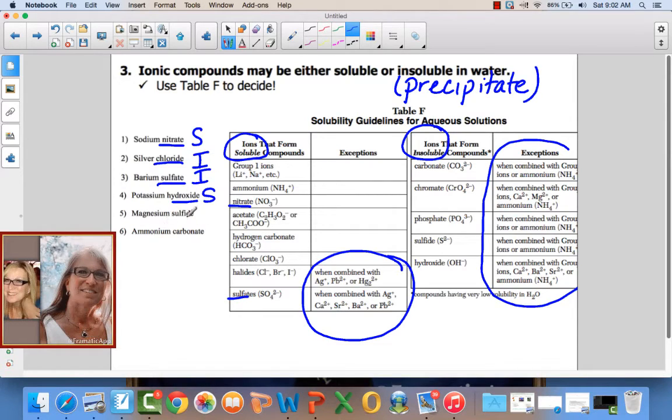The magnesium with the sulfide. Sulfides. Where are my sulfides? Sulfides are on the insoluble side unless combined with group 1 or ammonium, and magnesium is group 2, so it's going to remain insoluble. And the last one, ammonium carbonate. Carbonates are on the insoluble side unless combined with group 1 or ammonium, and ammonium is NH4, so the opposite happens, and this is soluble. So there's a quick review of table F.